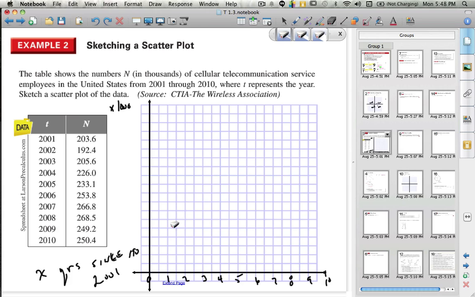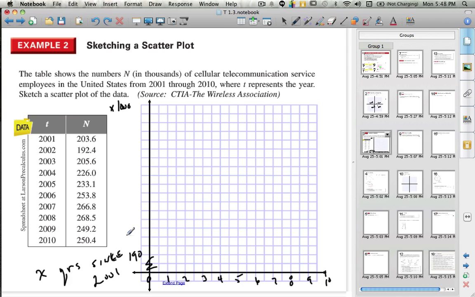Sorry, my handwriting's looking a little poor at this moment in time. Let's say I say that's 190. If I put a little zigzag in here, I'm showing that I've created a break in the graph. I'm not starting at 0, I'm starting at 190.